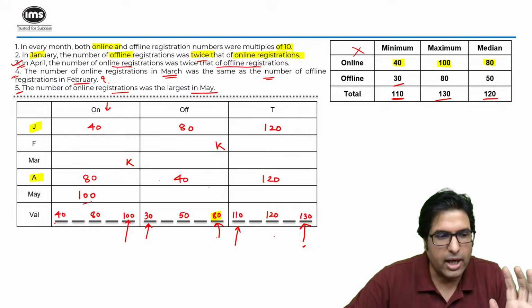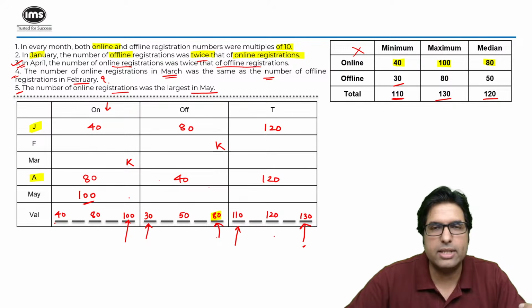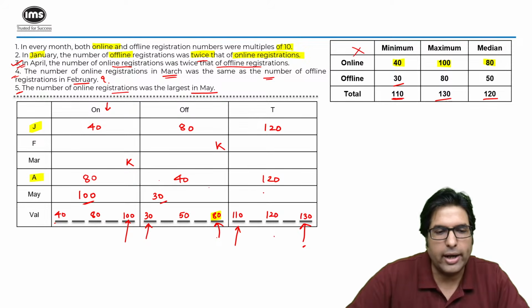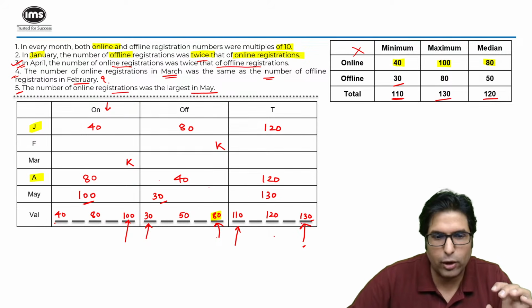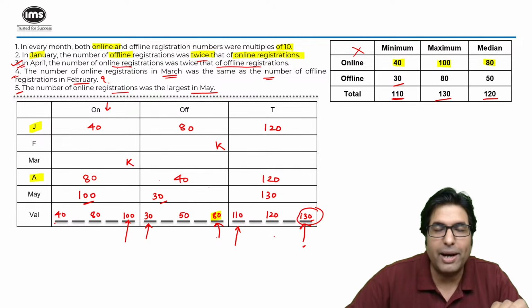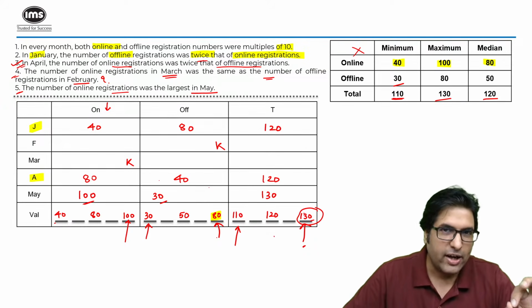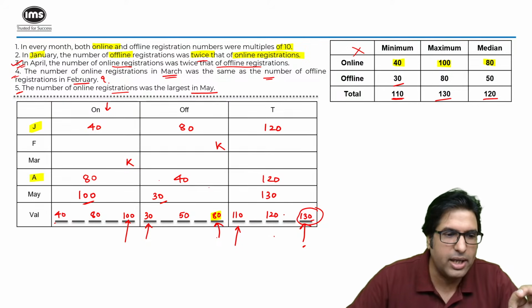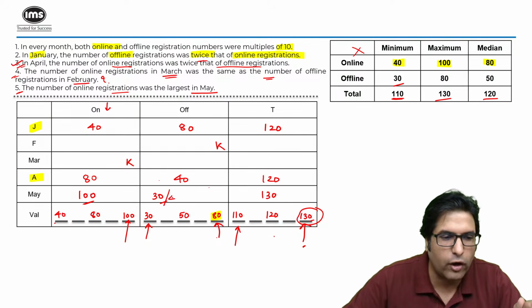Now, with 100 plugged in, it's time for us to look at the value for offline. What could be the possible values for offline? Can I put a 30 here? If I put a 30 here, 100 plus 30, grand total becomes 130. Now 130 is available, so this is a possible value, but 130 is again the maximum value available here. If 130 is the maximum value available here, can I change this 30 to 40 and say this total can become 140?